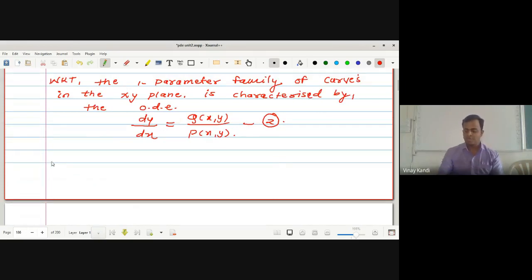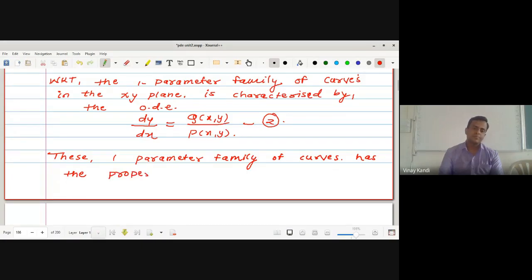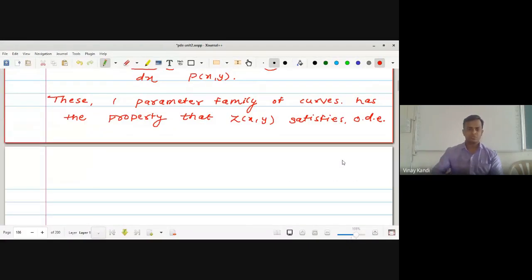Okay, so this one parameter family of curves has the property that z of xy, that surface, satisfies this ordinary differential equation. What is the surface? z is the function z of xy. Okay, this surface satisfies this equation: dy by dx is equal to Q upon P.